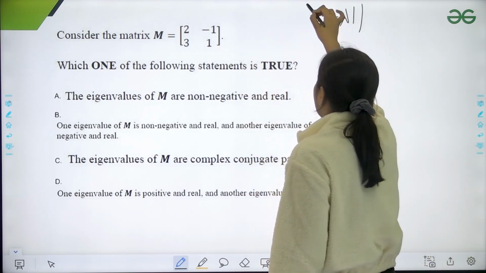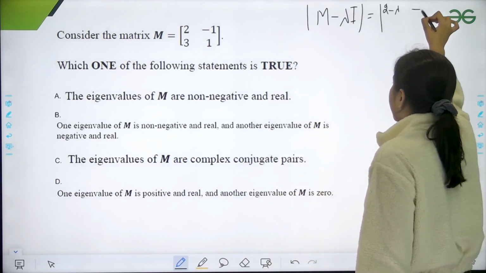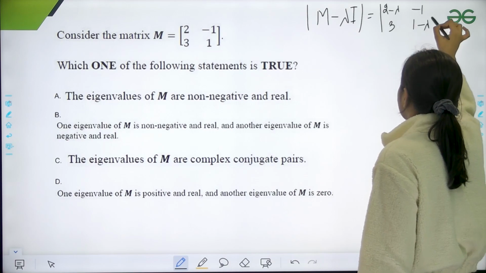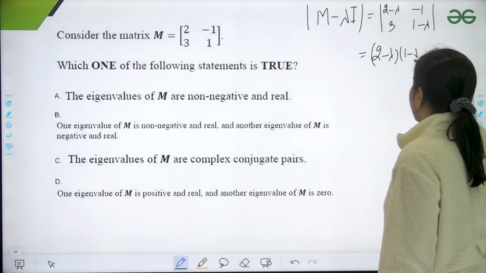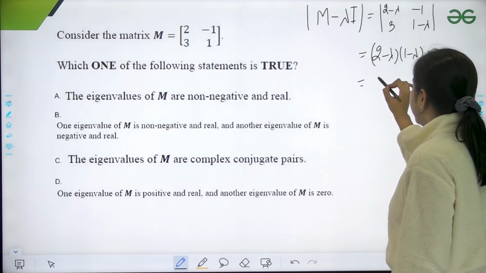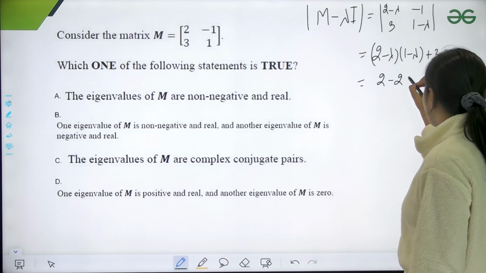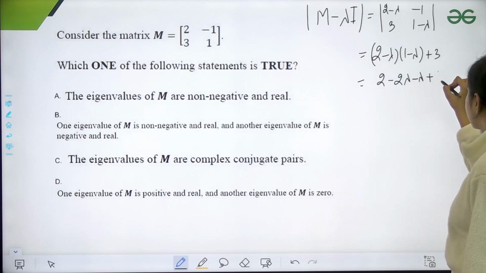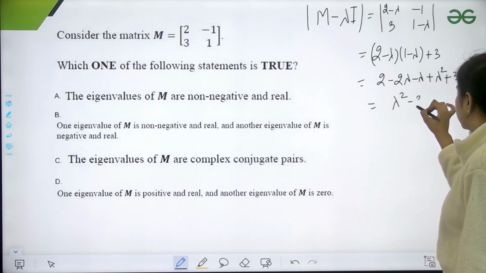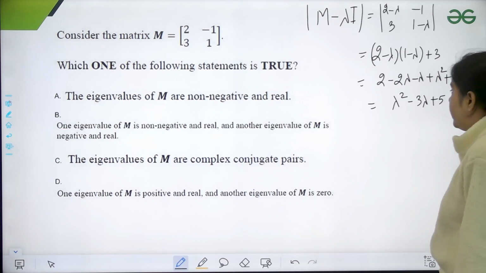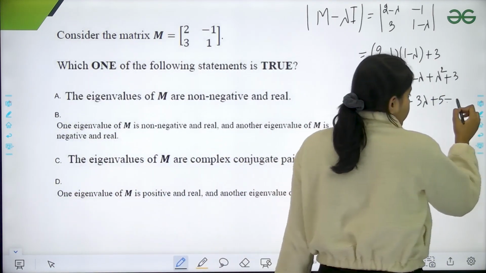To find out an eigenvalue, I'll solve the determinant of M minus lambda. That means 2 minus lambda, minus 1, 3, 1 minus lambda, right? So if I solve this, what would I get? 2 minus lambda into 1 minus lambda plus 3, right? So it would become 2 minus 2 lambda minus lambda plus lambda square plus 3. So it would become lambda square minus 3 lambda plus 5, right? This would be my equation. Now I have to equate it with 0 to find out an eigenvalue.